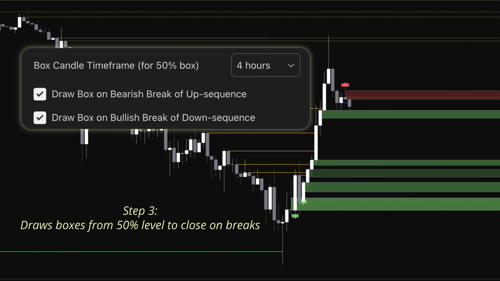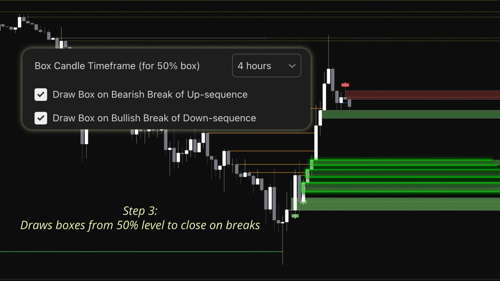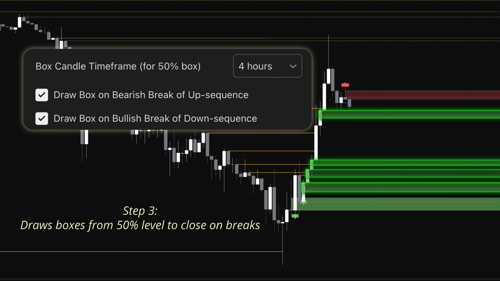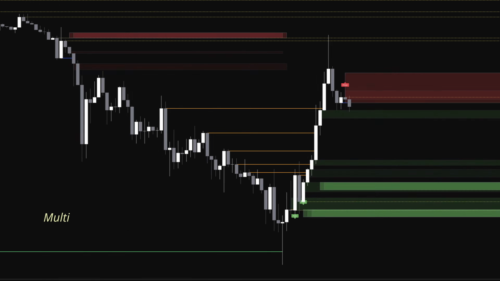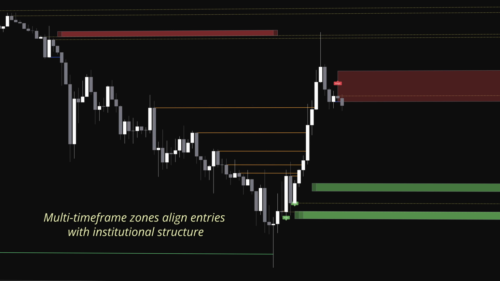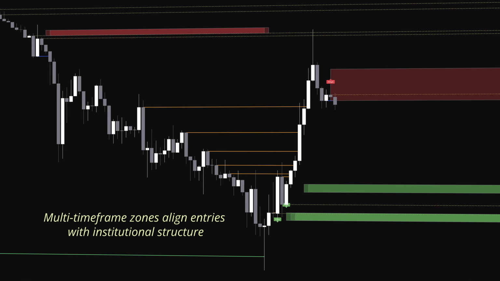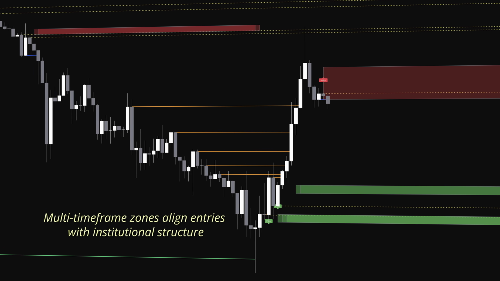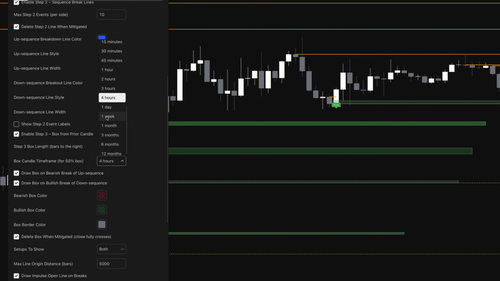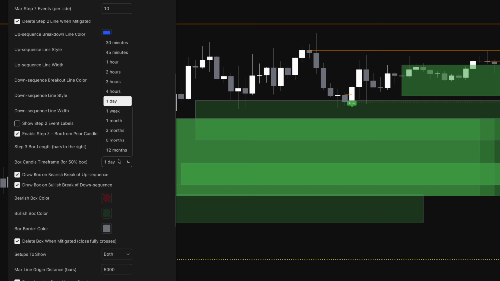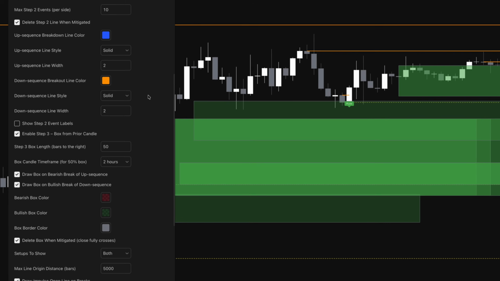Step 3 adds supply-demand zones by drawing boxes from the prior candle's 50% level to its close when sequence breaks occur. These boxes can reference higher timeframe candles, allowing traders to identify zones where institutional orders might cluster. The multi-timeframe capability lets users align lower timeframe entries with higher timeframe structure.